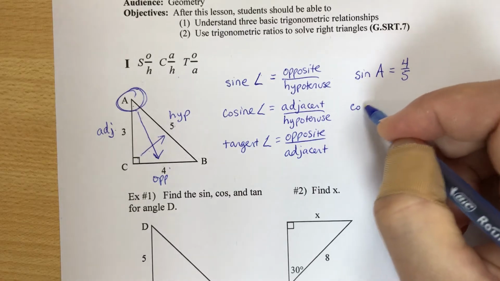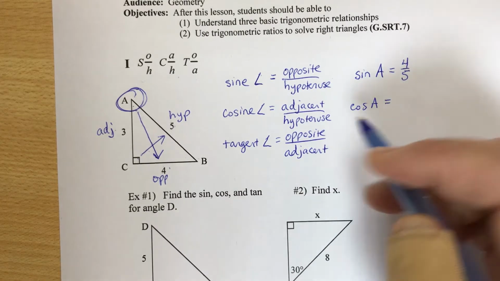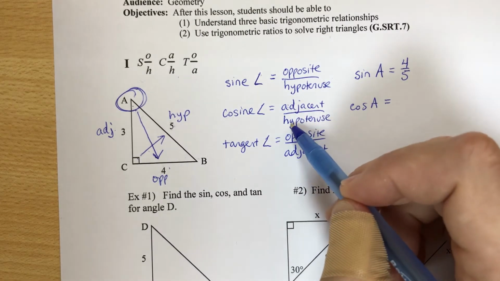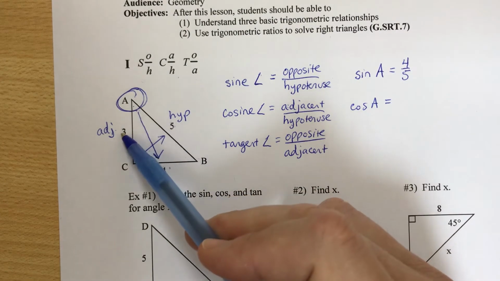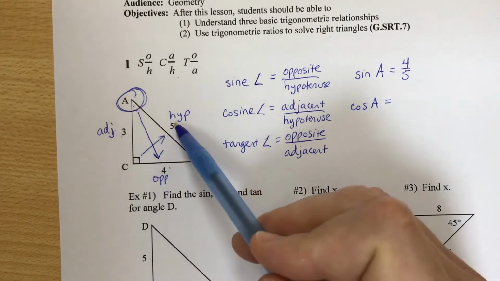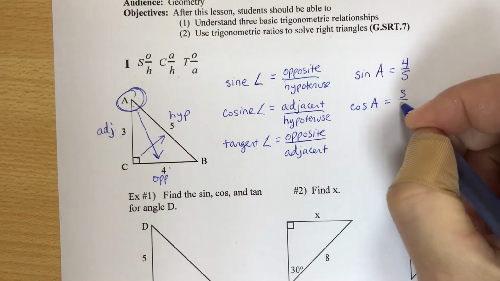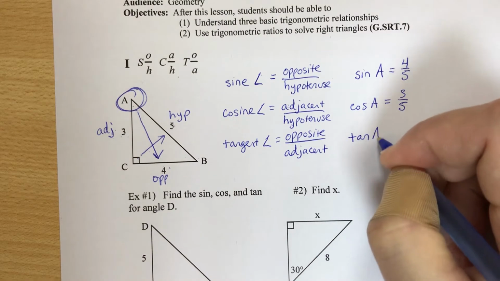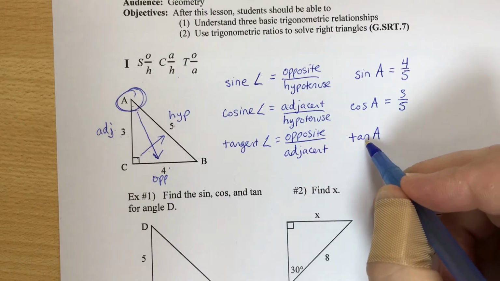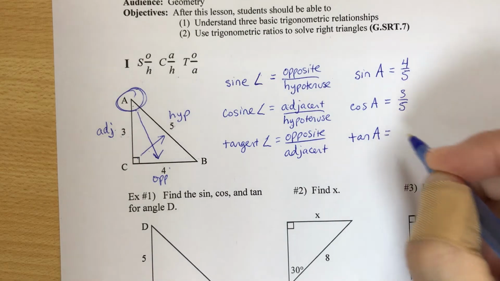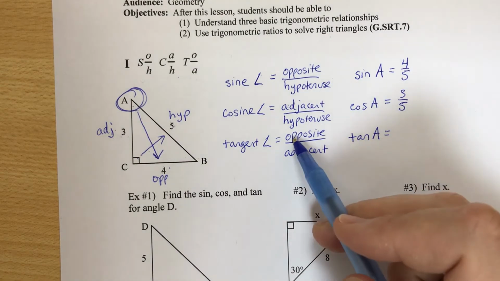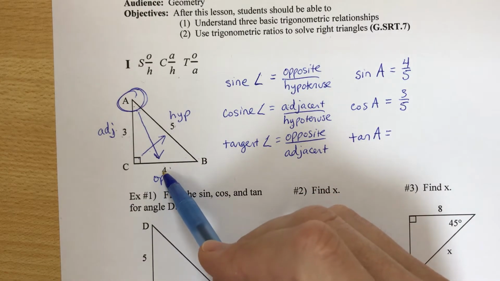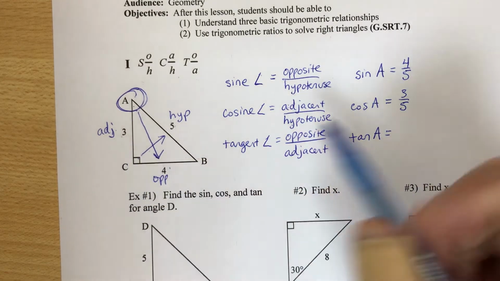The cosine of angle A is the adjacent length divided by the hypotenuse. The adjacent length to angle A is 3. The hypotenuse is again 5. The tangent of an angle, so we abbreviate that tan, the tangent of angle A is the ratio of the opposite length, 4, to the adjacent length, 3.